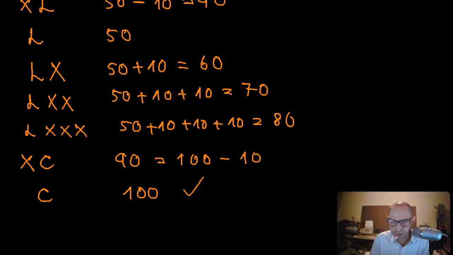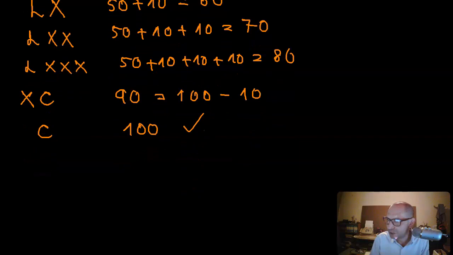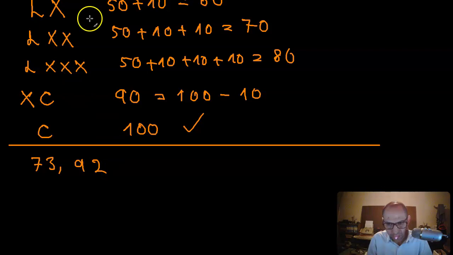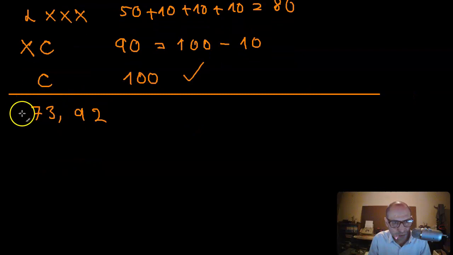Now let's take another example over here. Let's say that we want to write these numbers in Roman numerals, and the numbers are 73 and 92. About the number 73, which is, by the way, the number that is used in Morse code to say goodbye, meaning that the message is over. So that's 73 in Morse code.